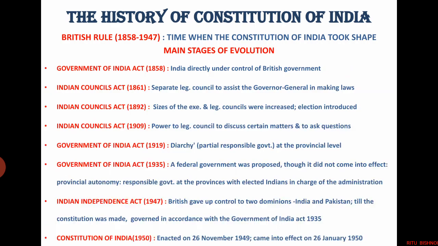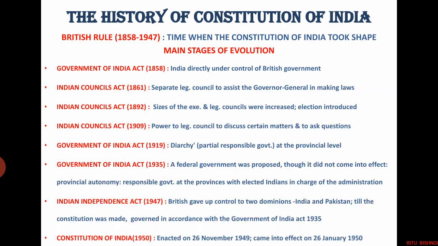The Constitution of India took shape during the British rule. The East India Company was abolished in favor of the direct rule of India by the British government after the revolt of 1857. The British Parliament from time to time passed various acts to make the administration in India more effective. Let us look at some of the main stages of the evolution of the Indian Constitution.